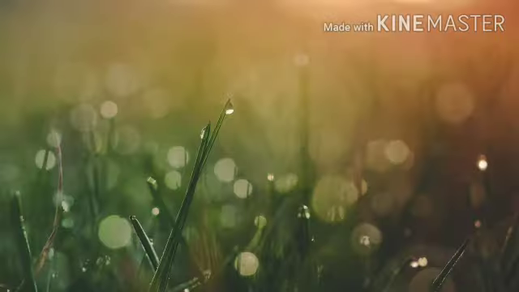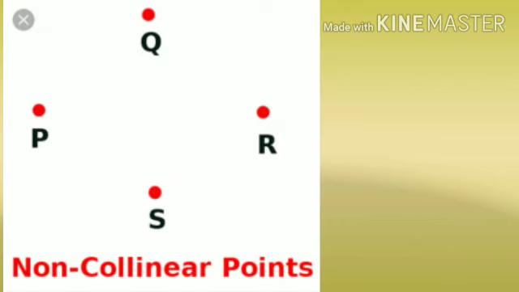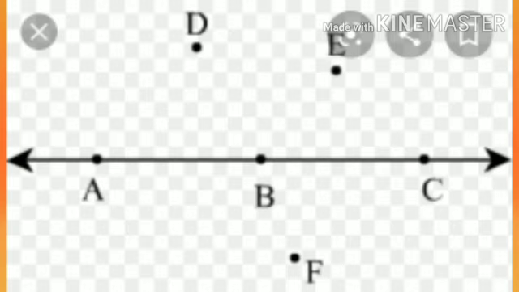Now the next is non-collinear points. Here you can see that 4 points are there. Now tell me, is it possible to join these points by one line? Possible? No. You can join PQ in one line, QR in one line, SR in one line, PS in one line. That means it is not possible to draw one line passing through all these points. So these are the non-collinear points.